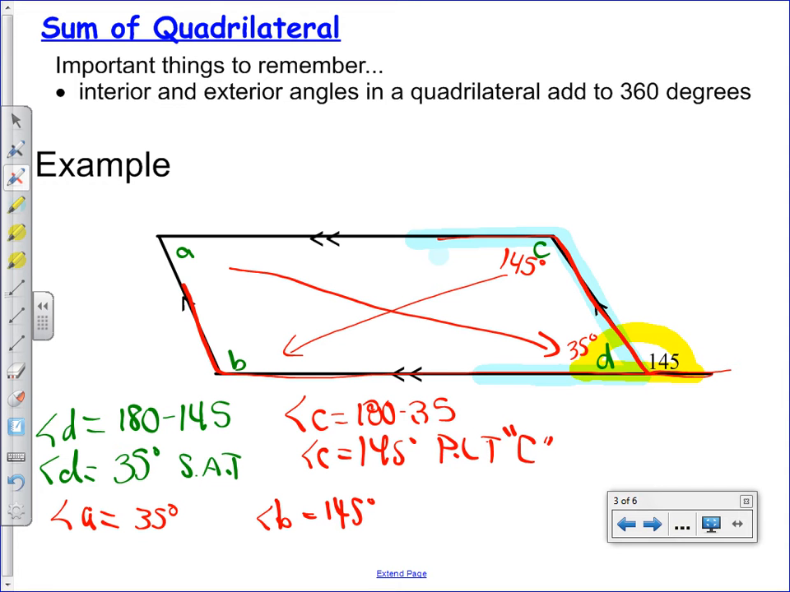Okay, so that's a quadrilateral. Remember that a quadrilateral is 360, okay?